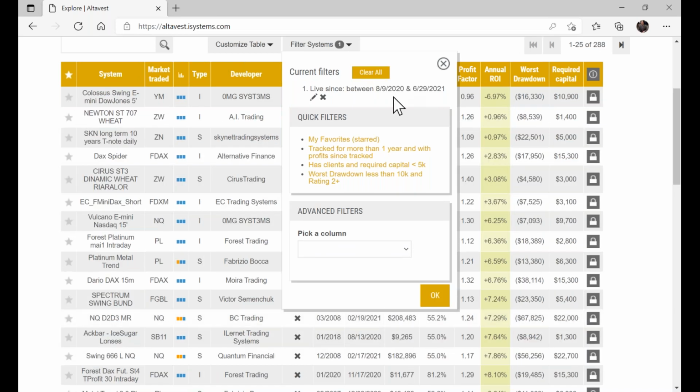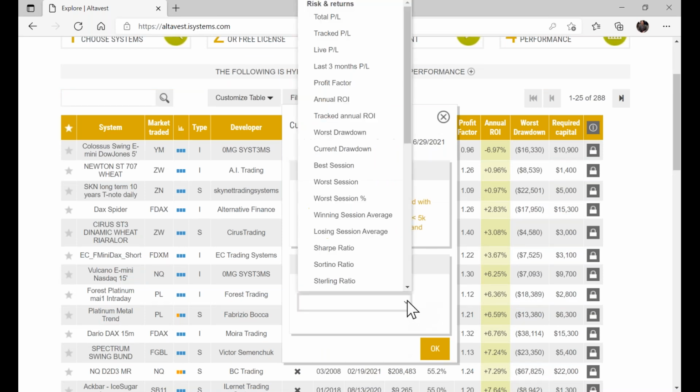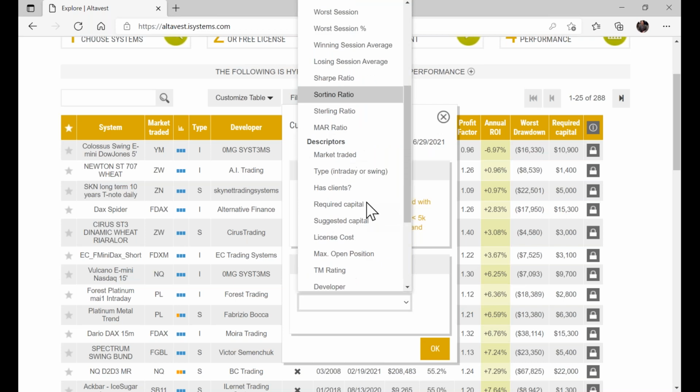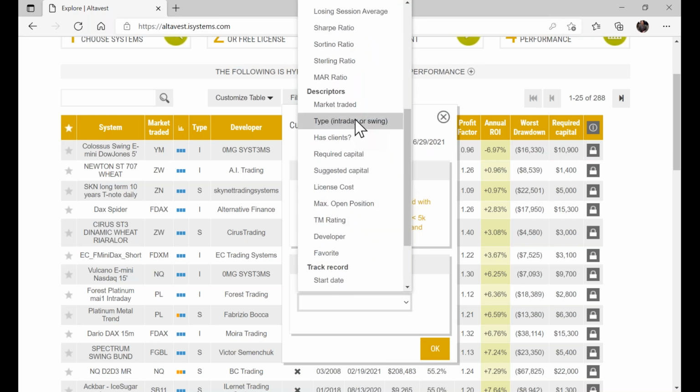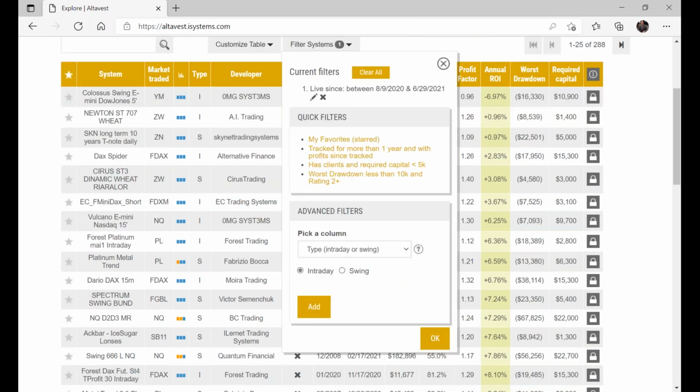There it is. So now that filter is added. There's 288 systems here that meet that one filter criteria, but you can build on those filters and add more and more. For example, maybe we're looking at only intraday systems. So they're in and out on the same day. There's no risk over the weekend or overnight. So you can do swing trading or intraday.